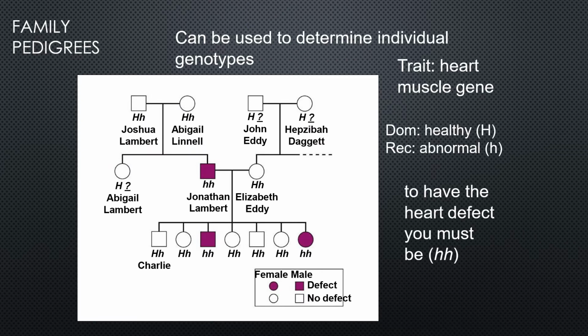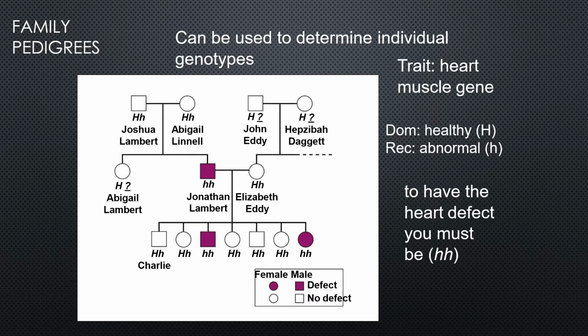Okay, so let's look at the family pedigree of this lovely family. We're going to call them the Hartmans. We are going to look at a trait that deals with the heart muscle. In the dominant form, they produce a healthy heart muscle. In the recessive form, there are abnormal heart muscles that cause problems. So in order to have that heart defect, you have to be homozygous recessive for this trait.